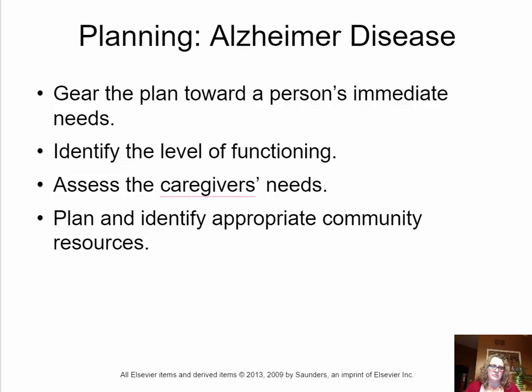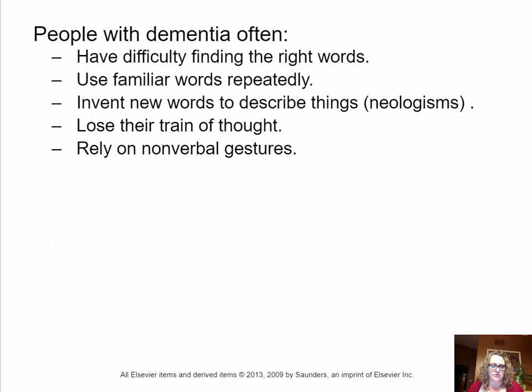Remember, too, when you're taking care of these patients who have Alzheimer's disease or dementia, to assess the caregiver's needs. There is a high rate of burnout in family members who are caring for patients with Alzheimer's disease. So social services would definitely be an appropriate referral for those family members so that we can give them some relief. And then, that leads into the next one, which is plan and identify appropriate community resources.